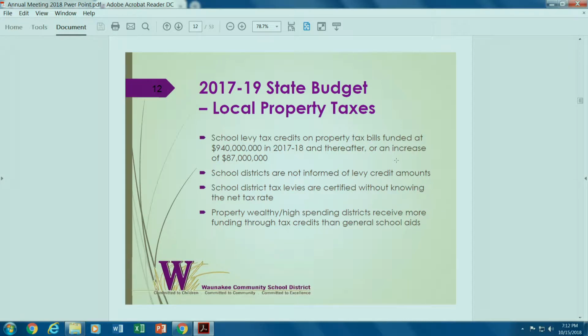Districts that are wealthy and high spending often receive more dollars through tax credits. We do receive some dollars through that venue, but not as great as many other districts who have higher valuations than Waunakee. This has also been an area that our board has lobbied against, trying to move all of the distribution of aids, not through the tax levy credits, but through the general equalized aid formula.